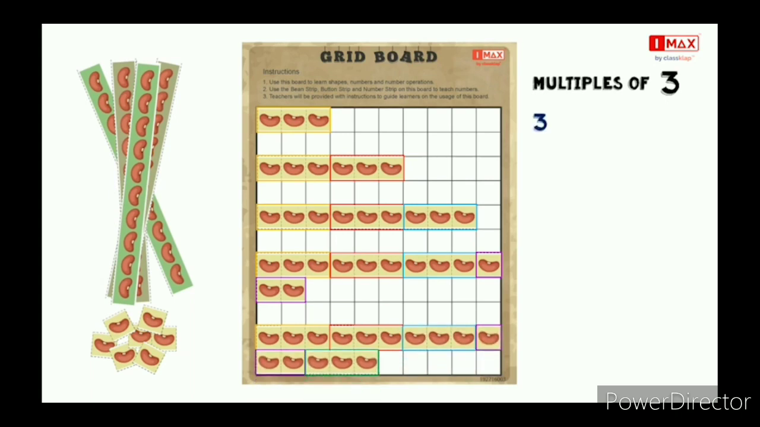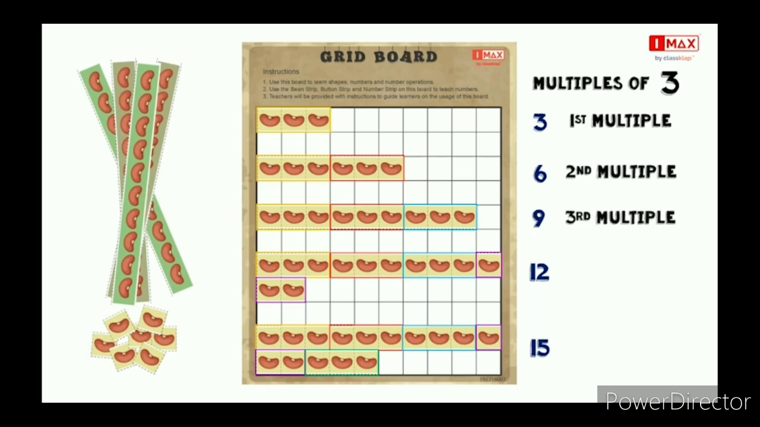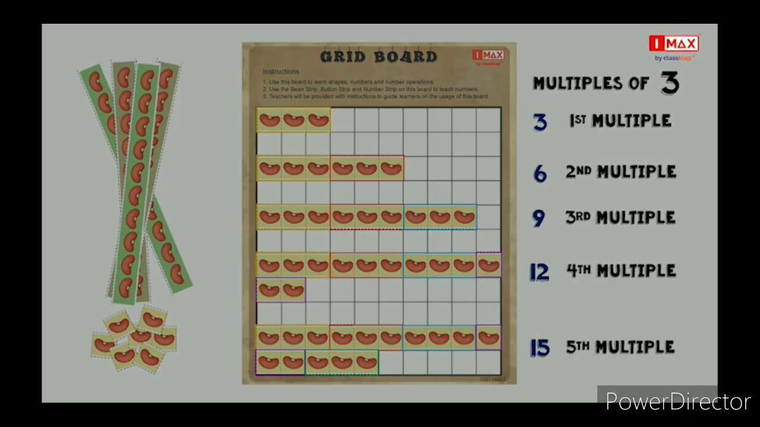So the numbers 3, 6, 9, 12, and 15 are multiples of 3. 3 is the first multiple, 6 is the second multiple, 9 is the third multiple, 12 is the fourth multiple, and 15 is the fifth multiple.